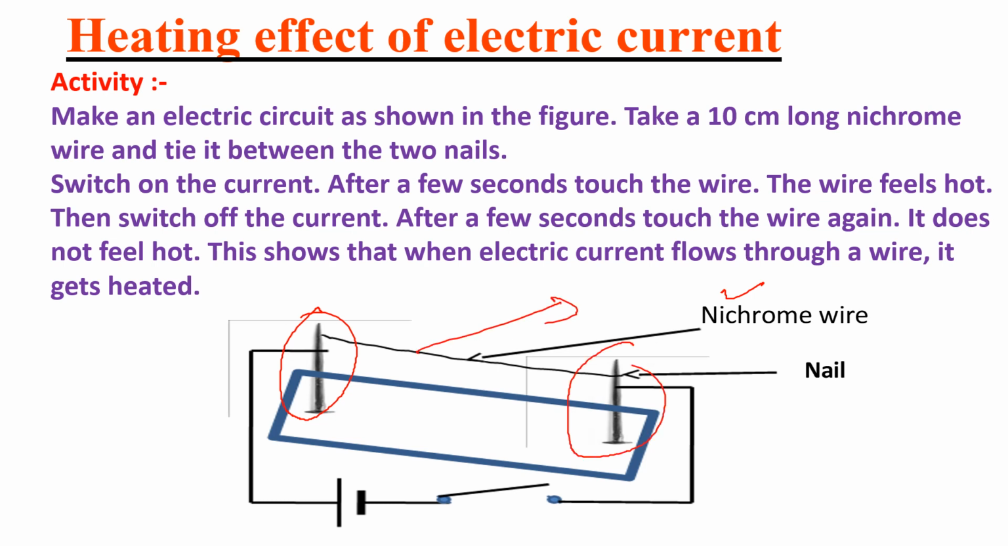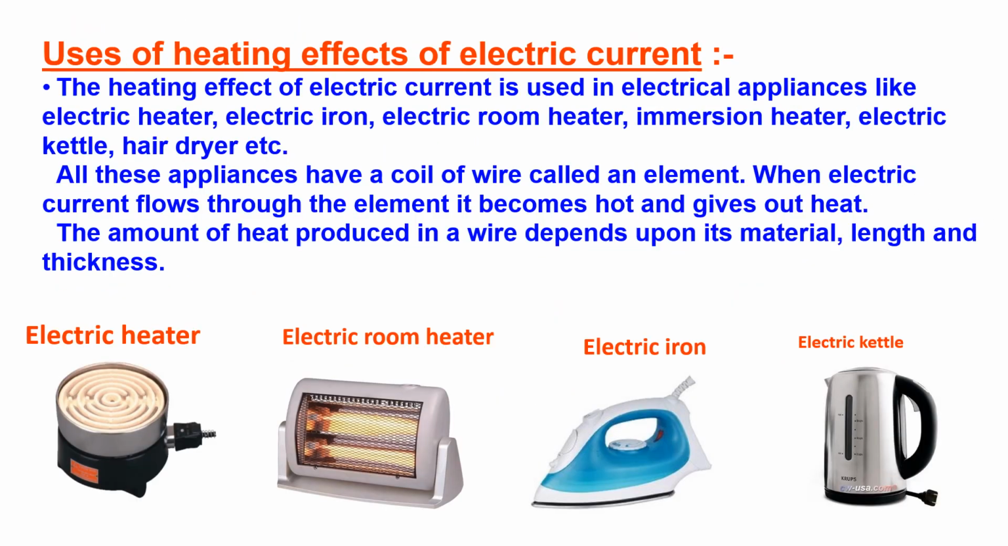Switch on the current. After a few seconds, touch the wire. The wire feels hot. Then switch off the current. After a few seconds, touch the wire again. It does not feel hot. This shows that when electric current flows through a wire, it gets heated. It means when current flows in the wire, that gives us heat. Here is the nail, you can see.